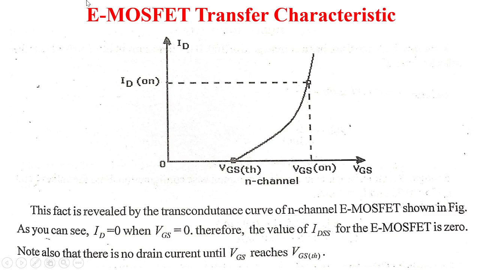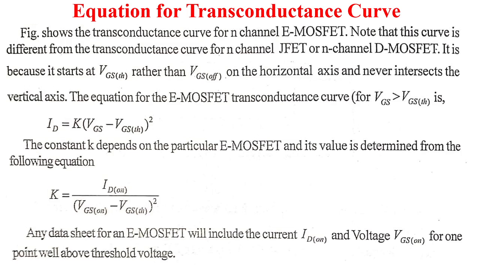Now, the E MOSFET transfer characteristic. This fact is revealed by the transconductance curve of the N channel E MOSFET shown in the figure. As you can see, ID equals 0 when VGS equals 0 as shown in the figure. Therefore, the value of IDSS for the E MOSFET is 0. Note also that there is no drain current until VGS reaches VGS threshold.